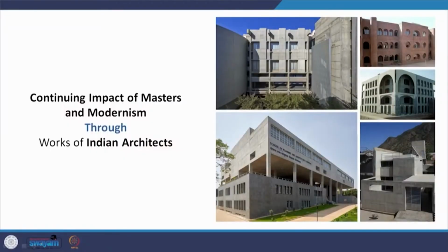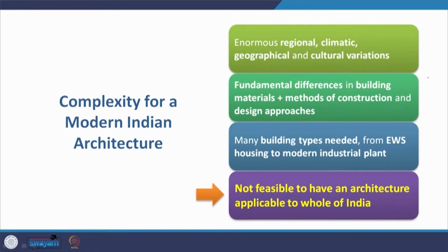Now, there has been a continuing impact of masters in modernism that is seen through the work of Indian architects. These are some of the buildings from the 1980s all the way into the 21st century, and this reflects either a very refined form of brutalism, like this work of Matharu Associates. This is the School of Planning and Architecture at Hyderabad, and this is the modern school that I have taught you earlier. This is the Indian Institute of Forest Management by Anant Raje that clearly shows the imprint of Louis Kahn. So, there is a complexity for a modern Indian architecture.